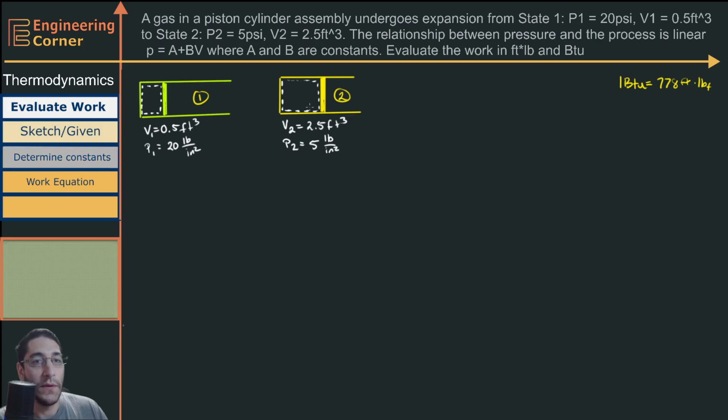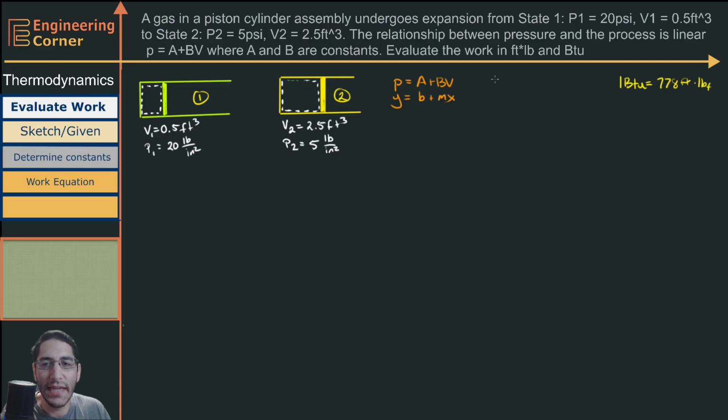Now the next thing we need to do is determine the constants in this linear equation, P equals A plus BV. Hopefully you see this is really y equals mx plus b, and I've just switched these terms around, so this is b plus mx. That's all it is. It's a linear equation.